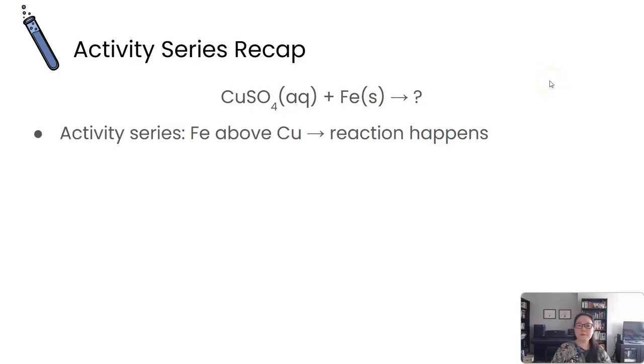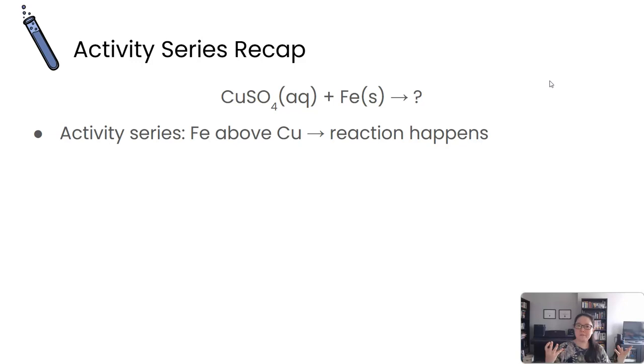Now, if you're going to use the activity series, you would see that iron is above copper. And if you remember, the one that is further up is the one that is more reactive. More reactive means it will become its ionic form. And so, because of that, the iron will go from being the metal to becoming the ionic form. And so the reaction will happen, and you will get copper precipitating out as a solid.